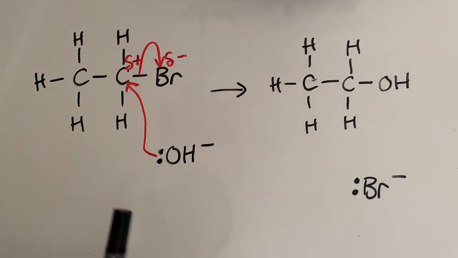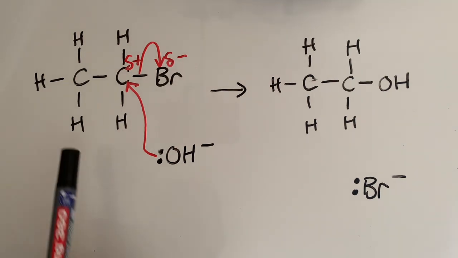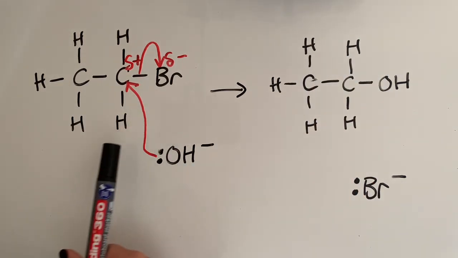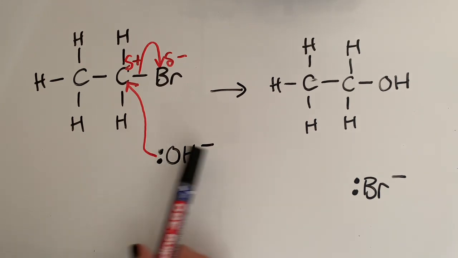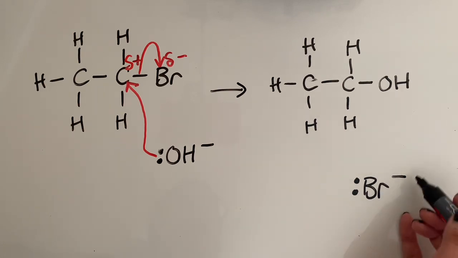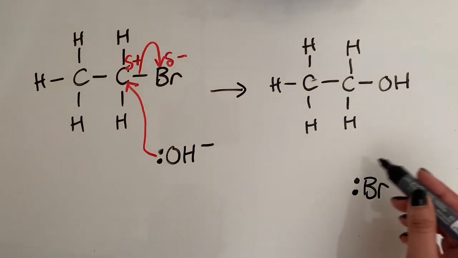Okay, so hopefully you can see that when we do the hydrolysis reaction of a haloalkane, we form the corresponding alcohol. So this one we had bromoethane, and from this we have formed ethanol. Okay, not forgetting about the bromide that we've kicked out.